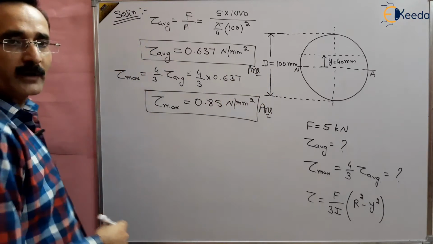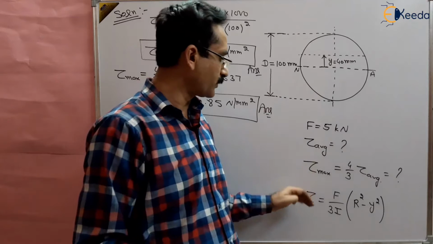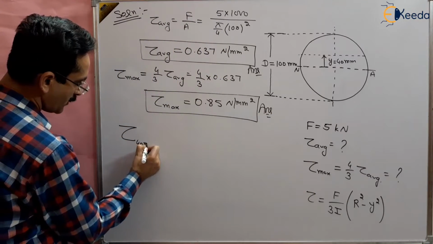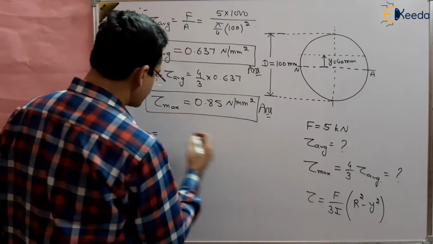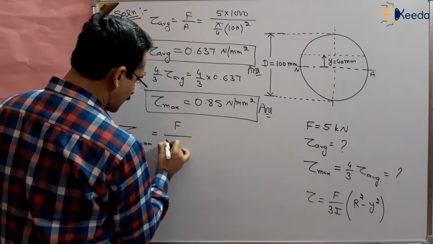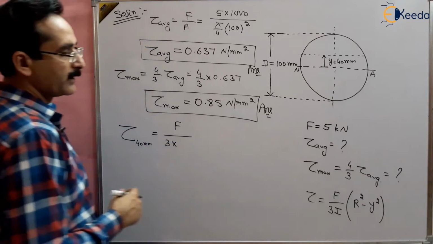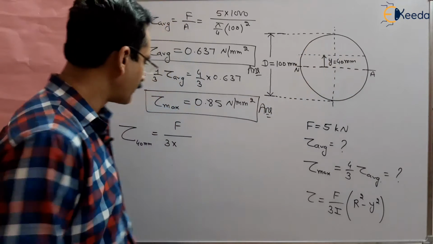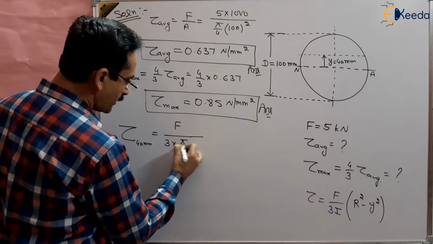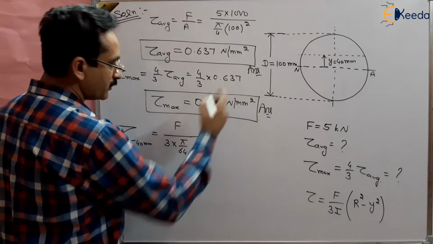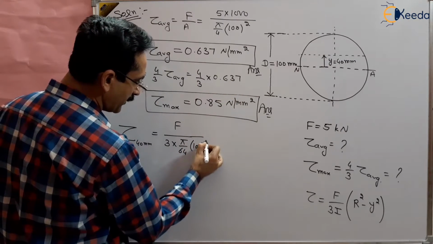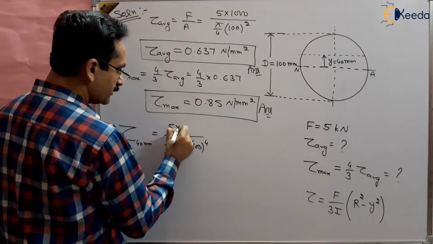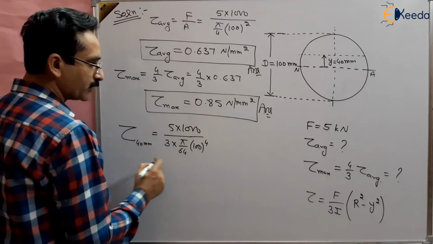Third, we have to find out the shear stress at a general point 40 mm from the neutral axis. So tau at 40 mm will be equal to force upon 3 times moment of inertia. Now, what is the moment of inertia of a circular section? That is pi by 64 d to the power 4, so pi by 64 times diameter to the power 4, that is 100 to the power 4. And force is given to us, that is 5 kilonewton, which will become Newton.